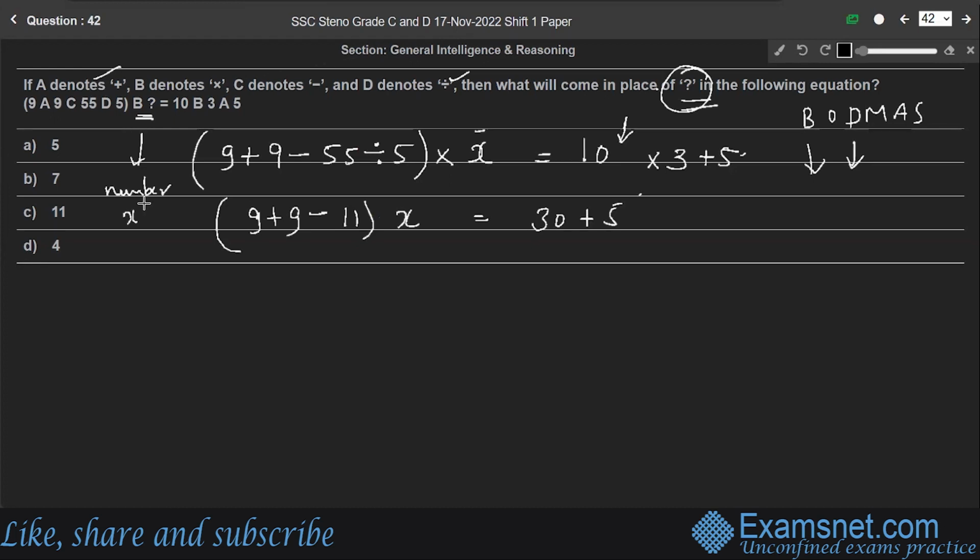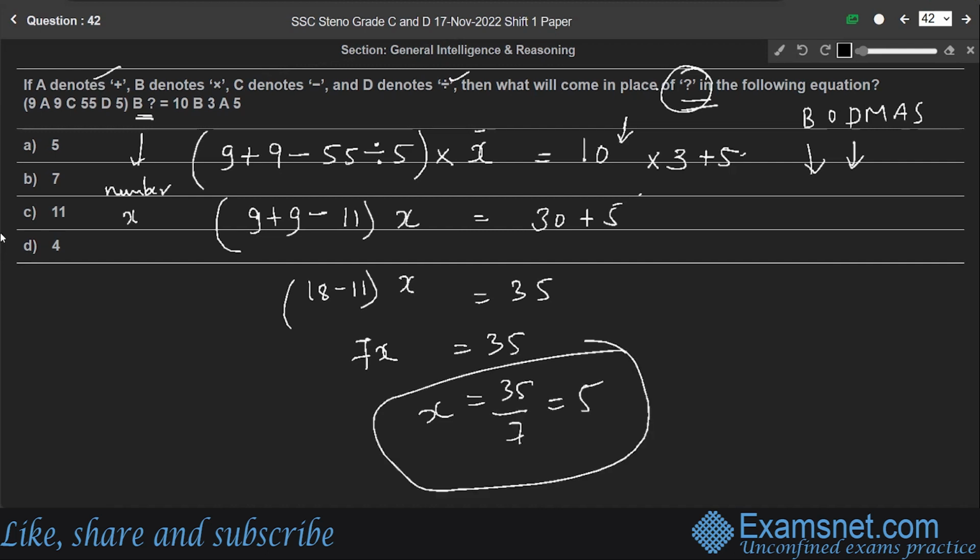Now in the LHS part, we have 9 plus 9 minus 11, which is 18 minus 11, into x is equal to 35, which is 7x is equal to 35. So value of x is 35 by 7, which is 5. Value of x is 5. Option A is the right answer.